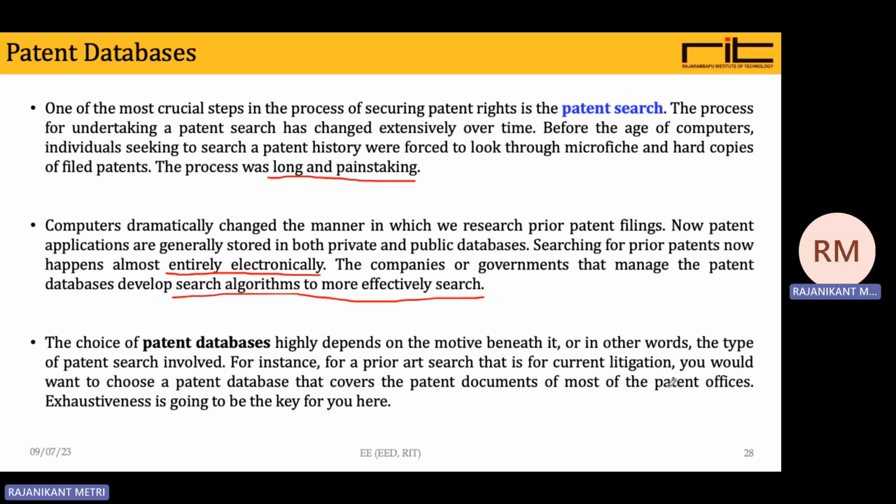Such databases are available freely as well as with subscriptions. And before filing a patent, one can do the exhaustive search in the free or paid patent databases and then proceed with the patent filing application.